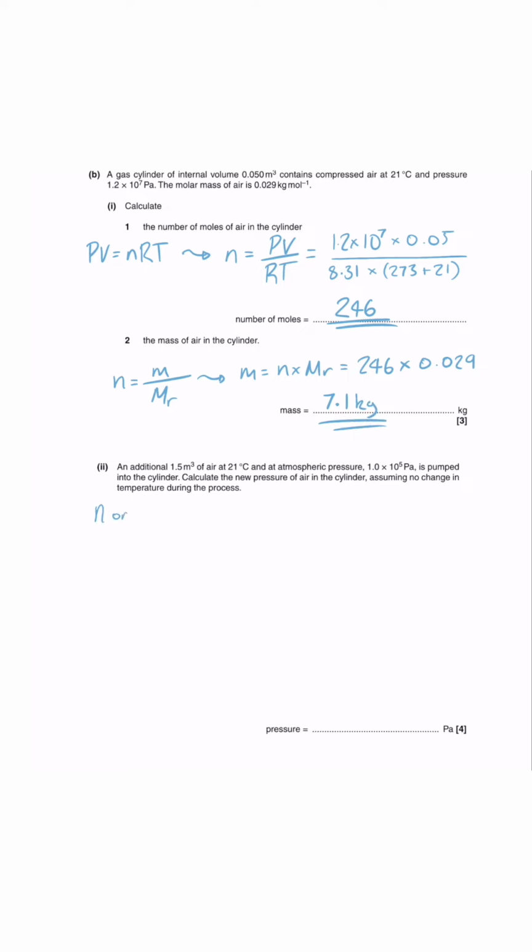For the next part, you first want to work out the moles of the air added, so use PV = nRT rearranged, so that's PV over RT, sub in all the values, remember to convert temperature to Kelvin, and you should get an answer of 61.4 moles.